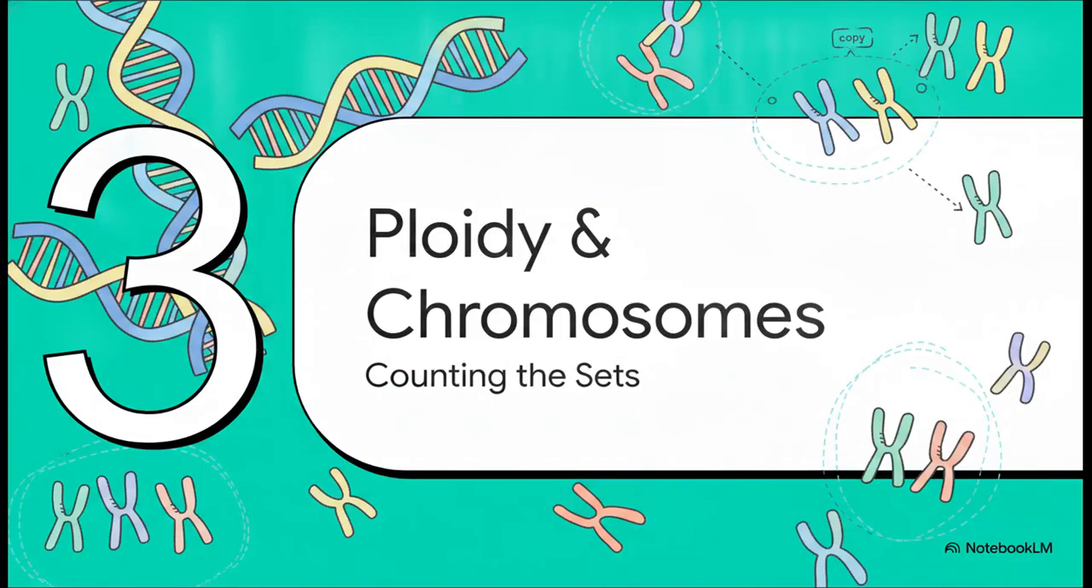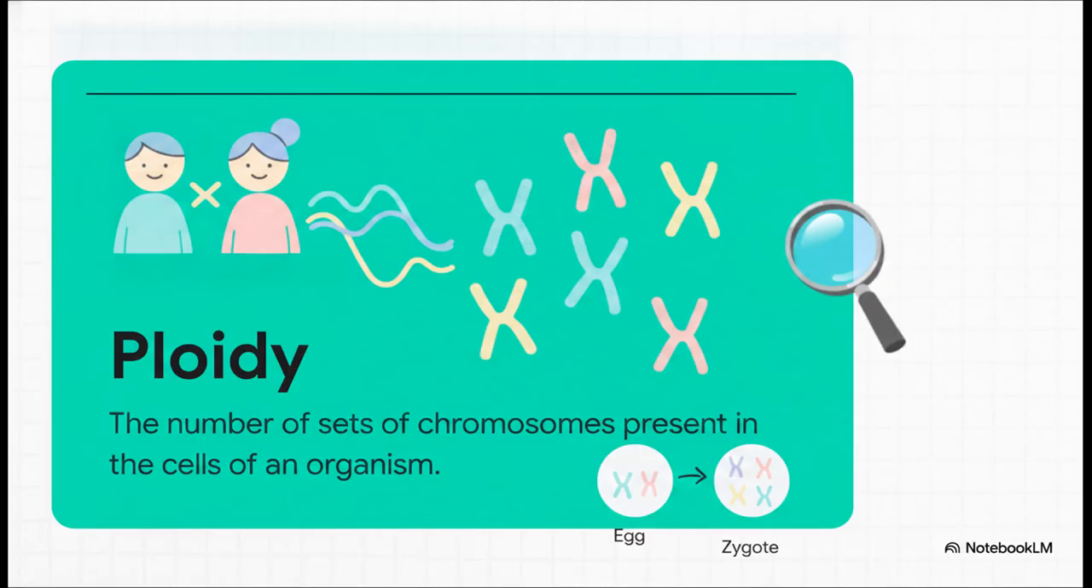Okay, part 3. Ploidy, counting chromosome sets. We have the blueprint, but now let's introduce a new term, ploidy. Ploidy is essentially how many full copies of this genetic instruction manual an organism keeps on site in its cells. Technically speaking, ploidy refers to the number of complete sets of chromosomes.